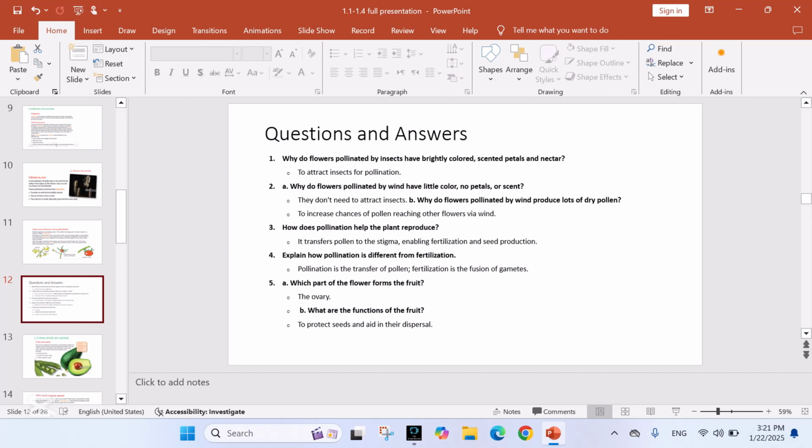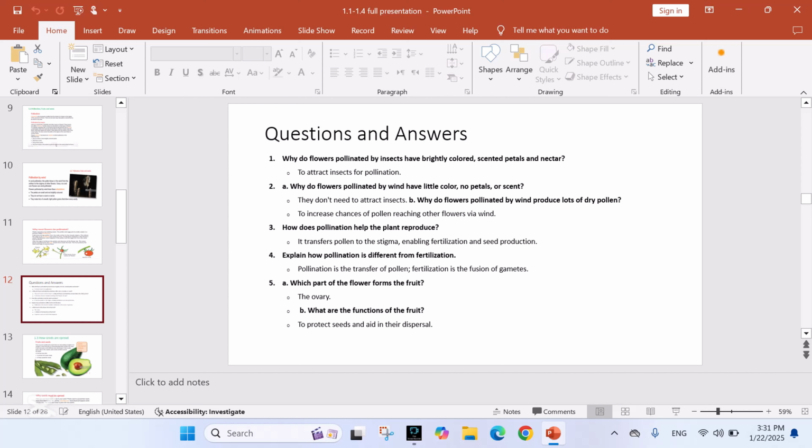B part. Why do flowers pollinated by wind produce lots of dry pollen? The answer is to increase chances of pollen reaching other flowers via wind. Question number 3. How does pollination help the plant reproduce? Answer: it transfers pollen to the stigma, enabling fertilization and seed production.